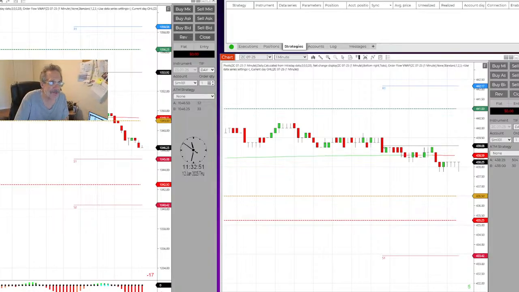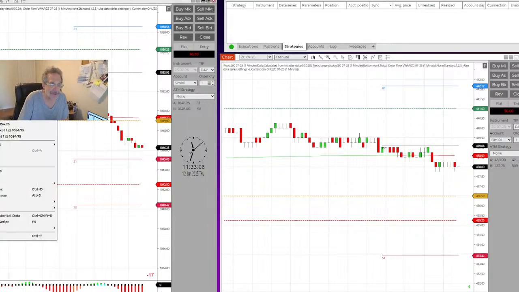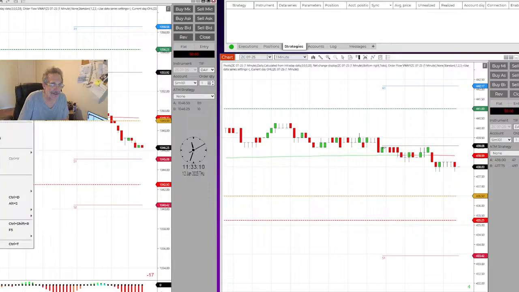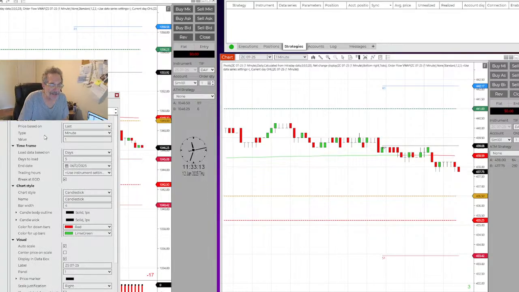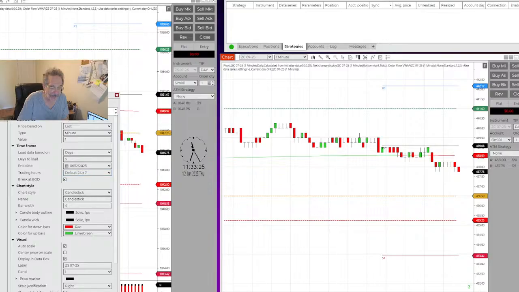Soybeans, ZS 0725. All right. We're trading that. We're trading also corn, ZC 0725. Those are the correct contracts. One thing you might want to do with grains, you can right click your chart, click on data series, and trading hours, change it to default 24/7. Apply it and OK it.